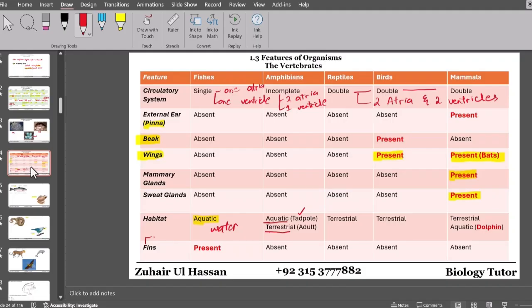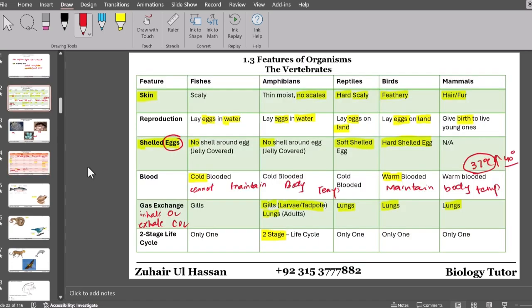Fins are the structure that is used for movement, and these fins are only present in fishes, not in any other group of vertebrates. So these are some of the main features that we use to distinguish among the vertebrates, and also to find out the similarities present between these vertebrates.